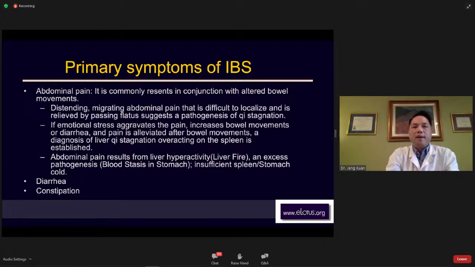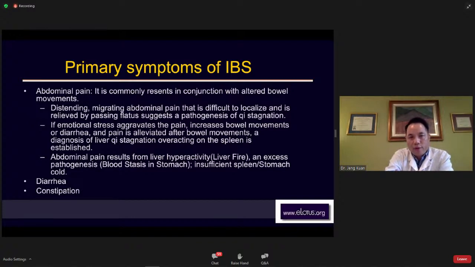Primary symptoms of IBS. Primarily, there will be abdominal pain, diarrhea, constipation, as we have mentioned. Then if we want to have a good idea what can be the cause, if there's distending, migrating abdominal pain that is difficult to localize and is relieved by passing flatus, it suggests a pathogenesis of chi stagnation. If emotional stress aggravates the pain, increases bowel movements or diarrhea, and pain is alleviated after bowel movements, a diagnosis of liver chi stagnation overacting on the spleen is established.